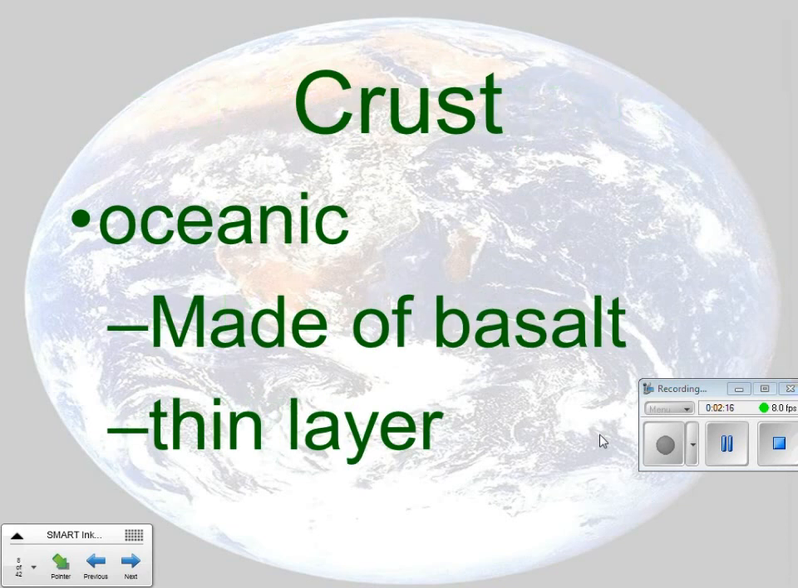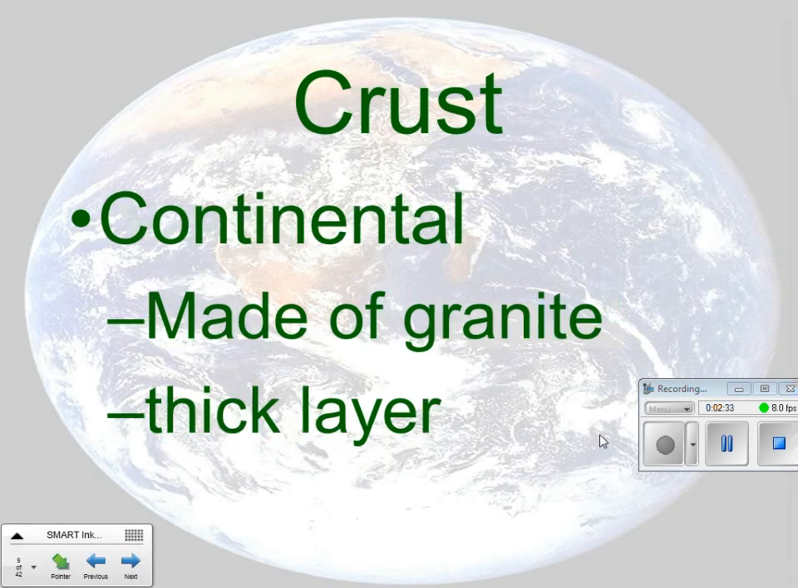Oceanic crust is made of basalt, and the oceanic crust is very thin. So if you think about going down to the very bottom of the ocean, you have this very thin layer of crust before you get down into the mantle, which is where all of the magma is. And then the continental crust. We live on the continental crust. The continental part's the land, and it's made of granite, and it is a thicker layer.